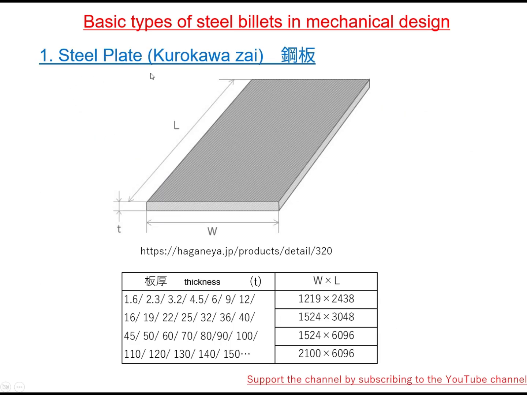First is steel plate billets with basic thickness from 1.6 mm to 150 mm. Steel plate has a maximum length of 6,096 mm, maximum width of 2,100 mm. So for those who do design, what you need to pay attention to here is to always check whether the design details use materials that exceed the size allowed by the supplier or not.